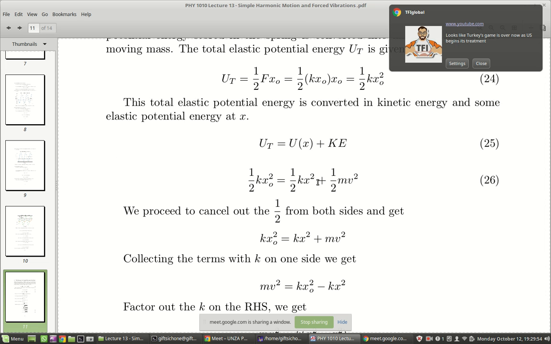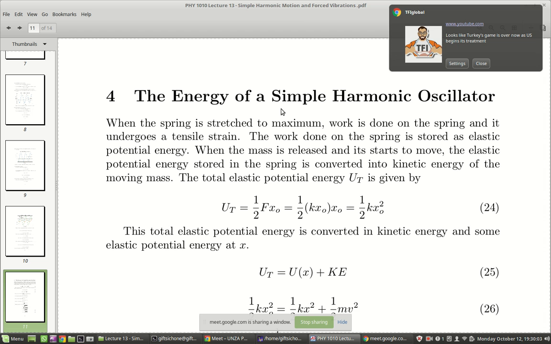When you squeeze a spring or you stretch a spring, you are storing energy in that spring. That is what is called elastic potential energy. Okay, and the elastic potential energy which you have stored when you stretch a spring or you squeeze a spring is equal to half k x naught squared. This is the elastic potential energy.